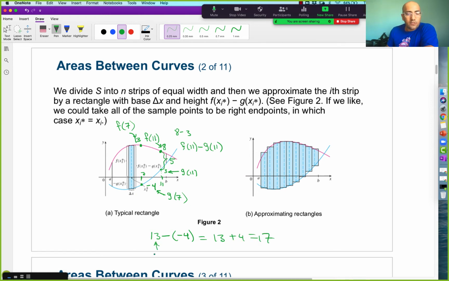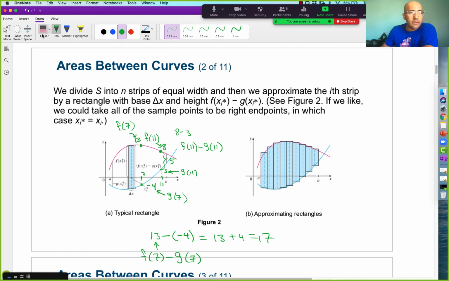And so this 13 is f of 7, minus this negative 4, which is g of 7. So f of 7 is the 13 minus g of 7, the negative 4, and so the equation holds, right? Whenever we want the distance between the two, this is the formula we want: f of x sub i star minus g of x sub i star. The same input value into both functions, so subtract them in this order, and we're going to get the difference between the two.